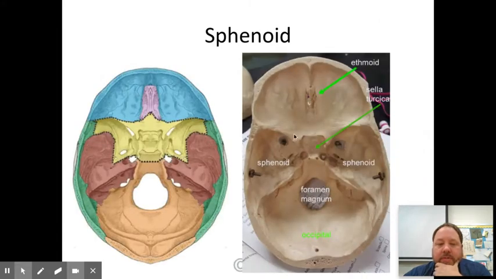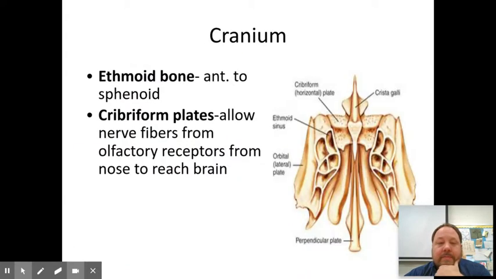Here's another image of the sphenoid bone. Again, this is looking at it from the top. Here, you can get a little better look. That's where the sella turcica is, that little divot in the bone where your pituitary gland rests.